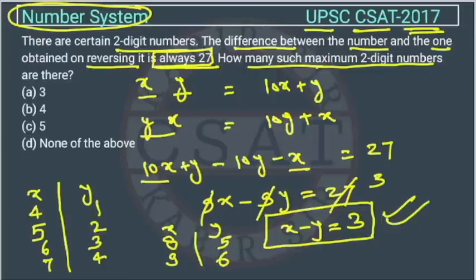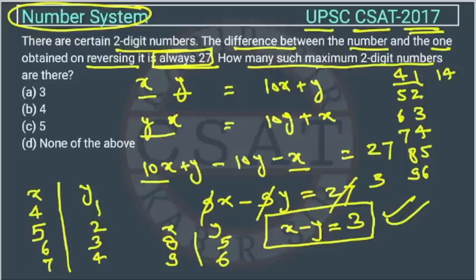So how many such numbers can there be? The numbers can be like 41, 52, 63, 74, 85, 96, right? X minus y is 3 in all these numbers. If we reverse 41, it will become 14. And what's the difference between 41 and 14? The difference is 27 here. Similarly in other numbers.